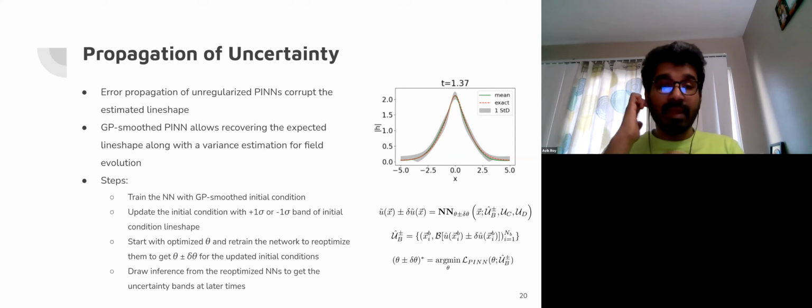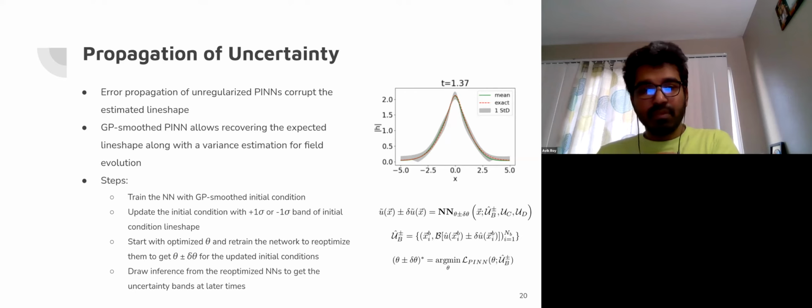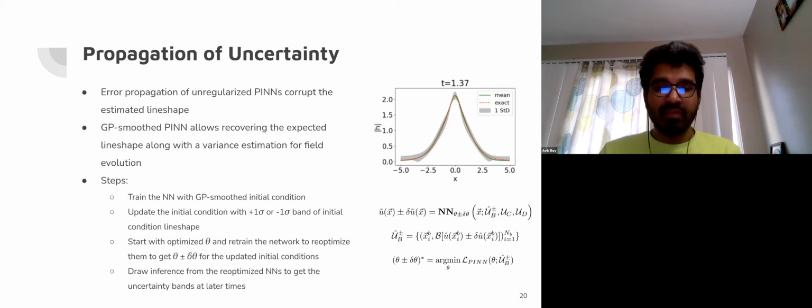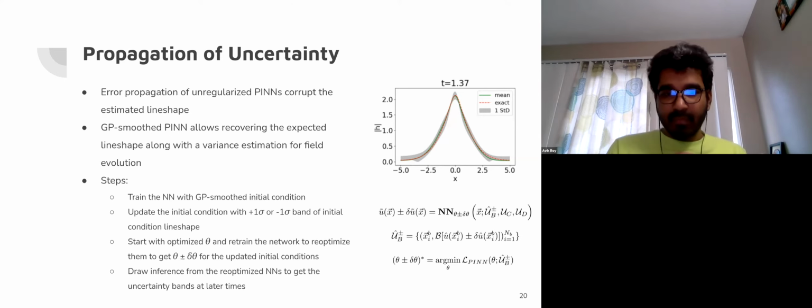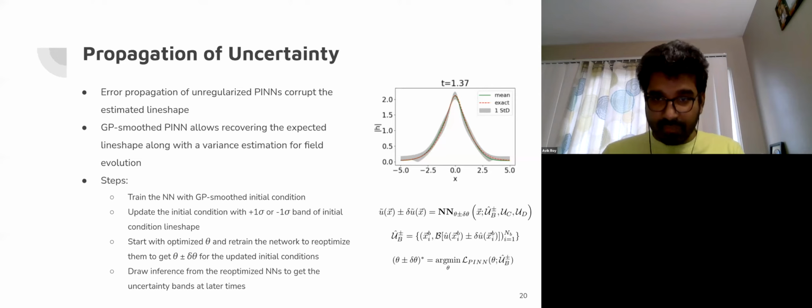Now, what do I mean by that? Once we were trying to learn the solution of the PDE using an unregularized or unsmoothed version of the PINN, what we were getting was a corruption of the estimated line shape. And with this particular approach, we have removed that corruption. We now have a line shape that replicates the exact solution pretty smoothly. But since it is a Gaussian process, it also gives you an envelope of variance, right? So it's a Gaussian process.